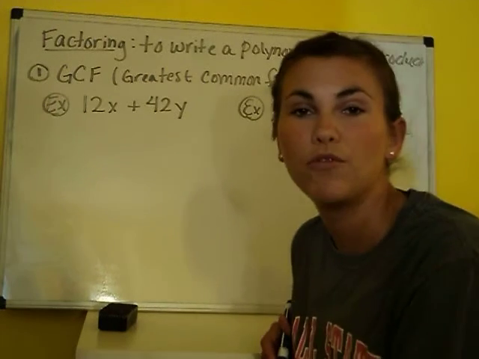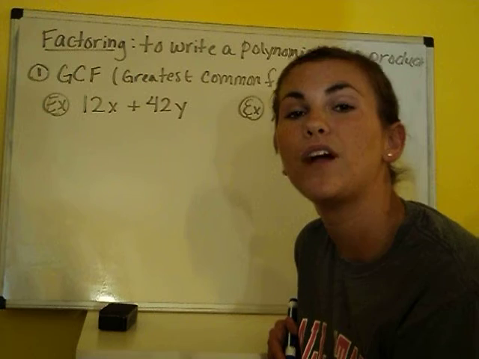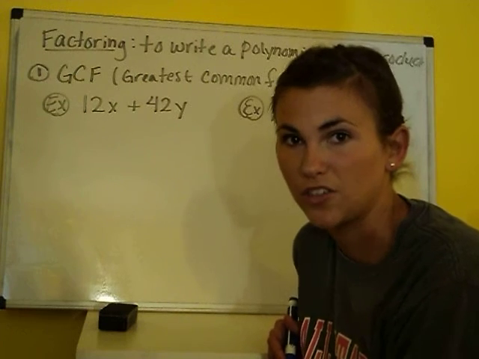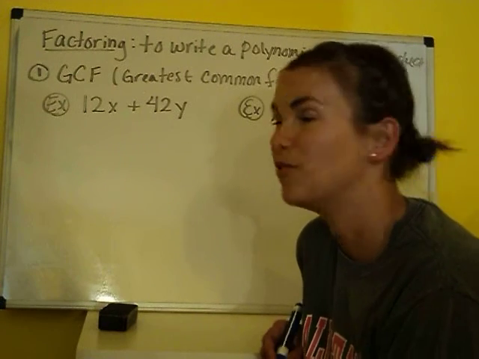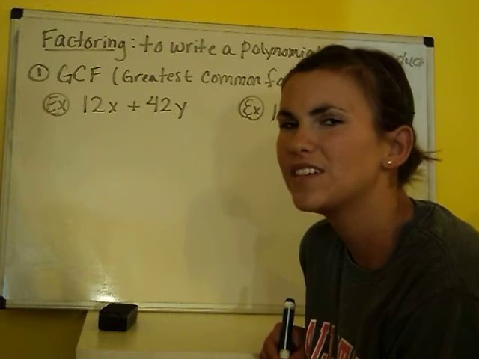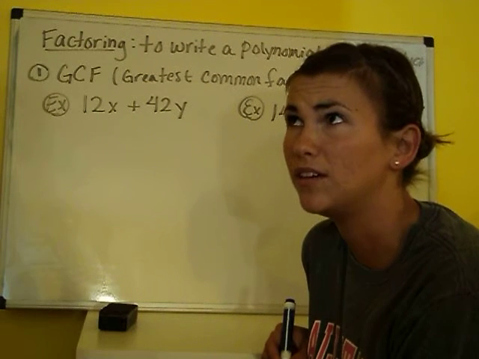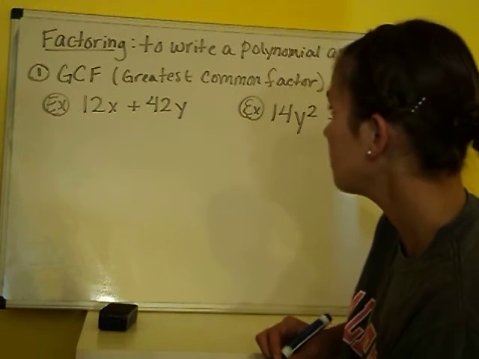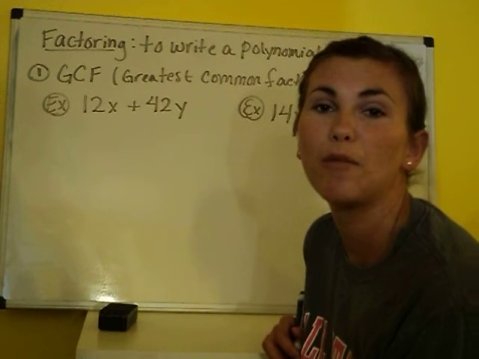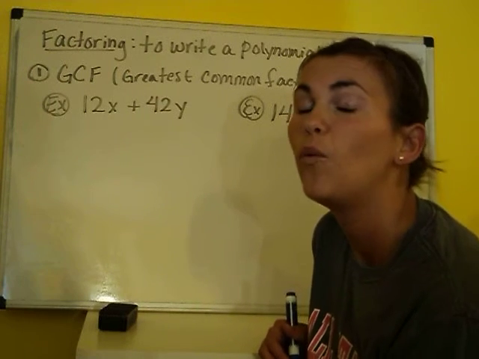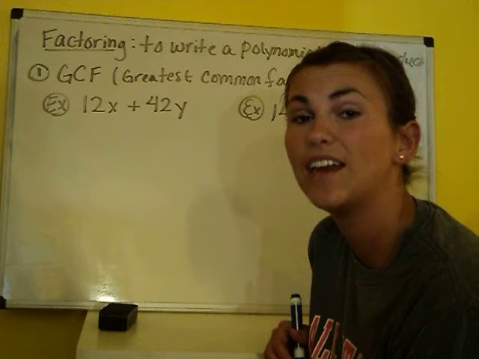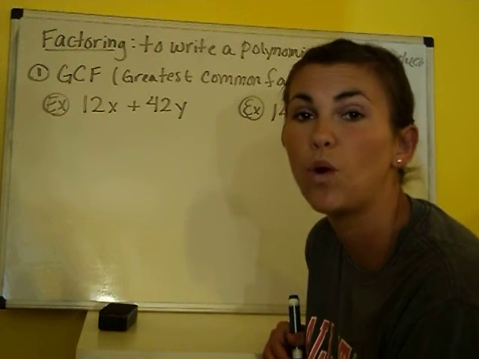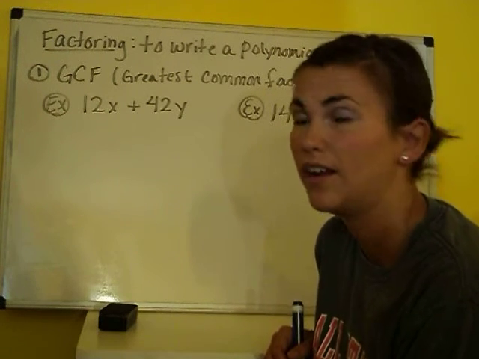The first type of factoring we're going to learn, and then we're going to build off of this, is called GCF factoring, or greatest common factor. You probably learned this a while back, maybe in middle school. The greatest common factor means we want to figure out what is being multiplied together to get each term, and then the biggest one, we want to factor it out.